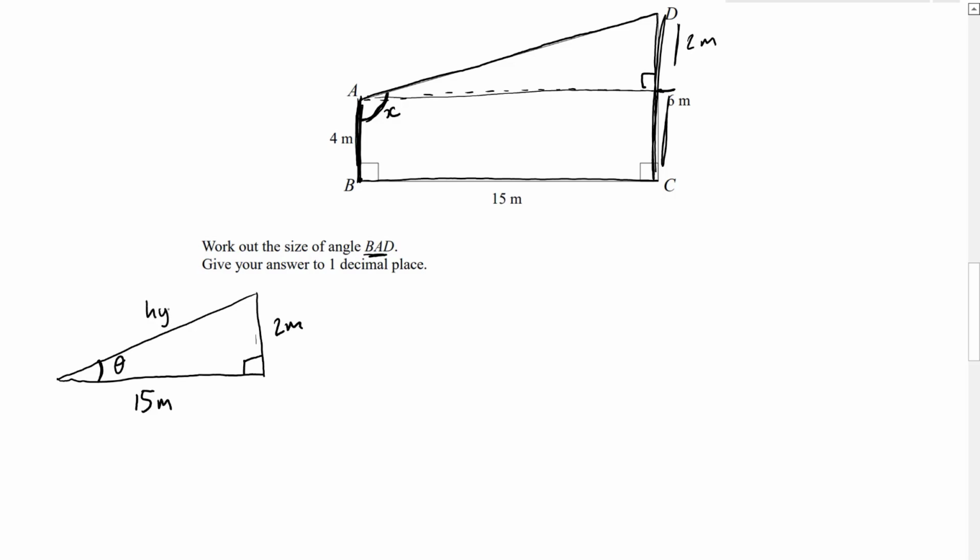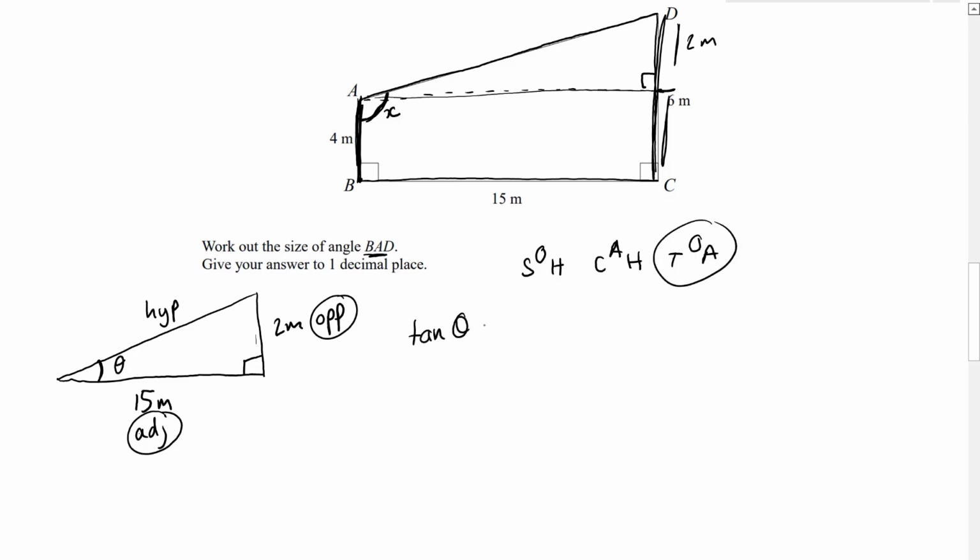So this one is the hypotenuse because it's always opposite the right angle. The one that's opposite the angle theta is the opposite, and the 15 is the adjacent. And we want to write down the SOHCAHTOA. So we have SOHCAHTOA over here. Now we're looking for something with an opposite and an adjacent, so that's going to give us the tan function, and tan of theta is going to be the opposite, which is 2, divided by the adjacent, which is 15.